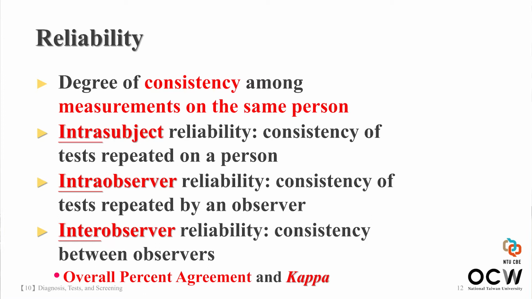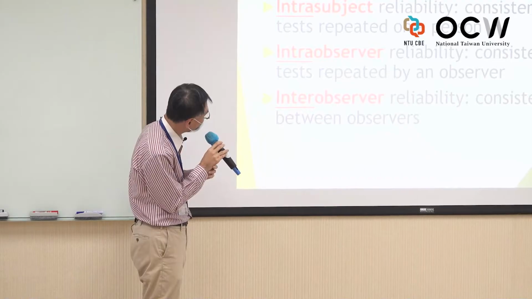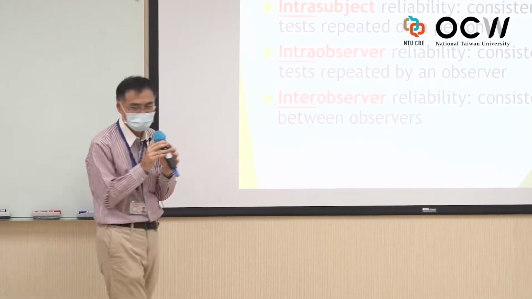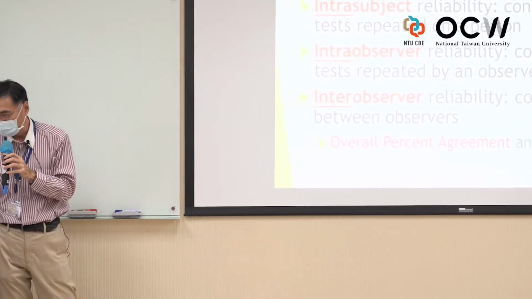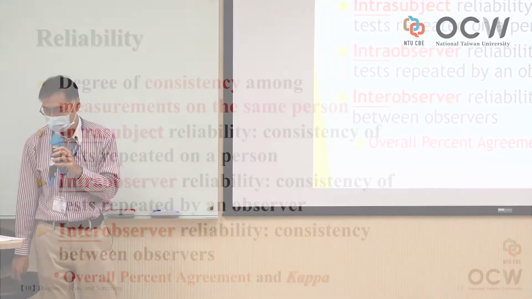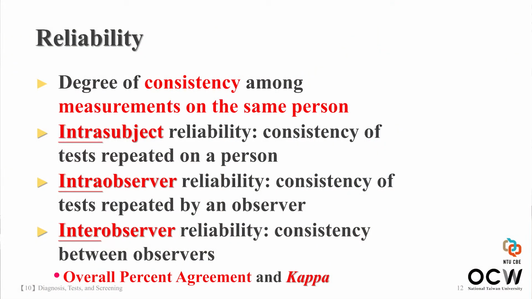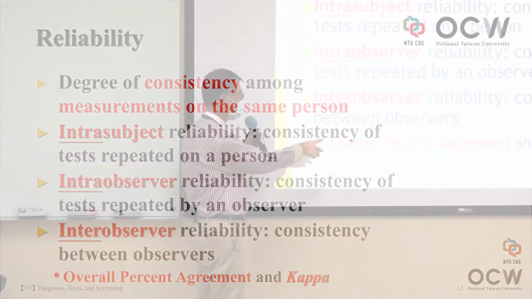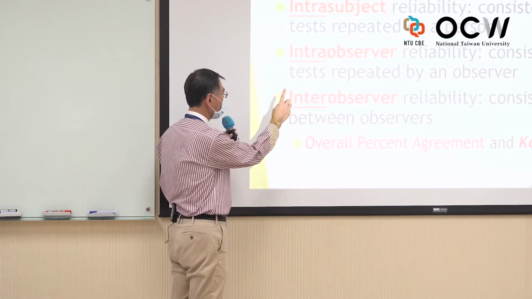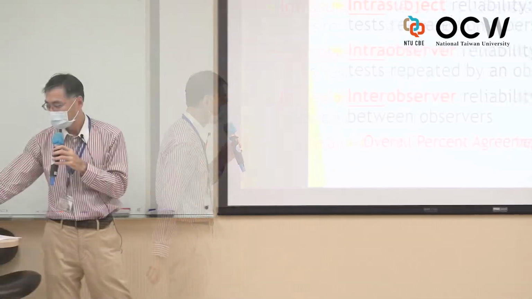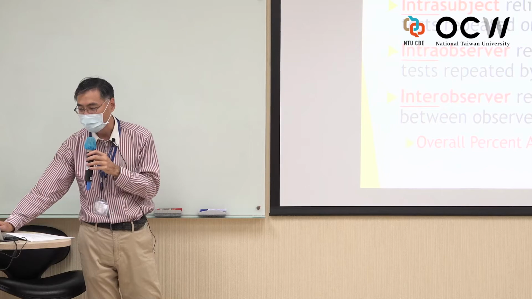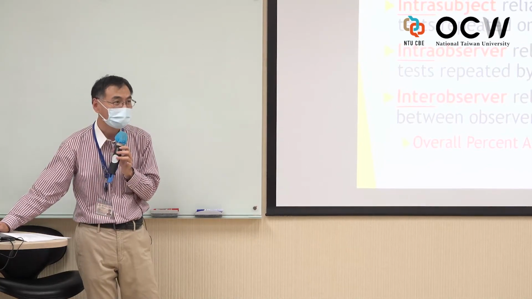And if we are talking about the consistency between observers, that's inter-observer reliability. That's more important. So we are going to focus on inter-observer reliability to show you how to do the calculation for overall percent agreement and Kappa. Those are the two indicators used to evaluate the reliability. But I can tell you that Kappa is better than overall percent agreement. You need to know why.